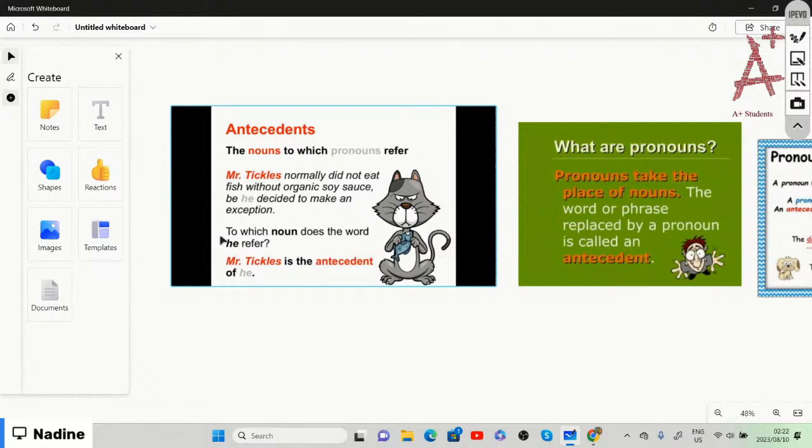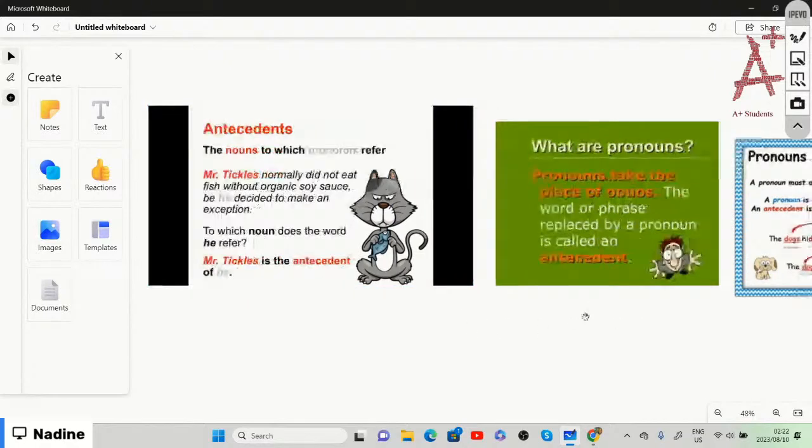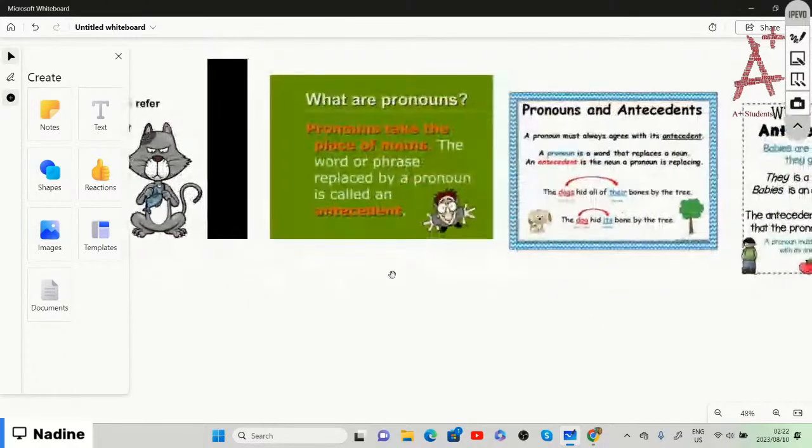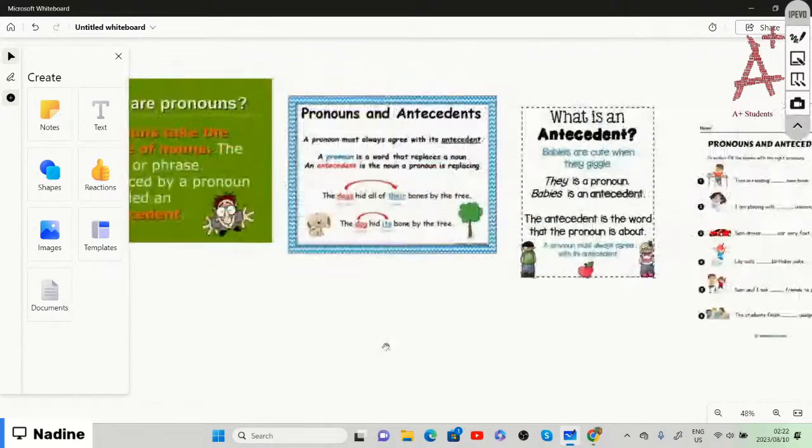The next one is, what are pronouns? Pronouns take the place of nouns. The word or phrase replaced by a pronoun is called the antecedent. And then also pronouns and antecedents, right? A pronoun must always agree with the antecedent. A pronoun is a word that replaces a noun, and an antecedent is the noun a pronoun is replacing.